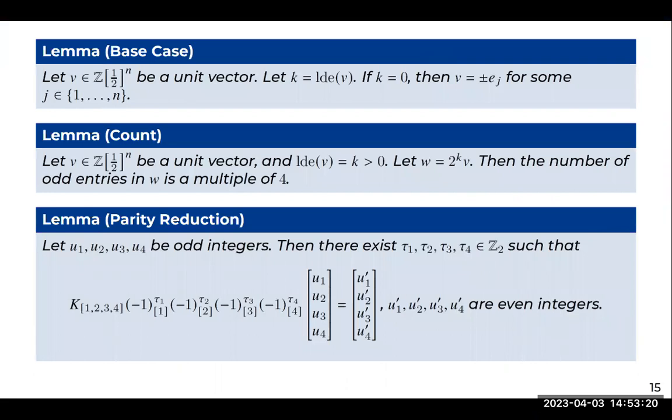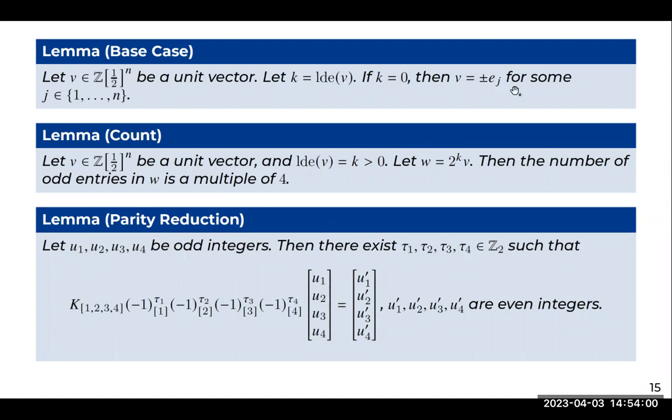In the synthesis, there are some very elementary steps. The idea is that it is actually a Gaussian elimination. You start with the rightmost unfixed column, and then you reduce it to the basis vector. Then this one is set, you move leftward, and you work on the next unfixed column. At every step, your problem is reduced to synthesizing one column. So this is why we're looking at this base case, parity count and parity reduction. The base case says, if you have a unit vector and its LDE is equal to 0, then it is a basis vector up to the sign.